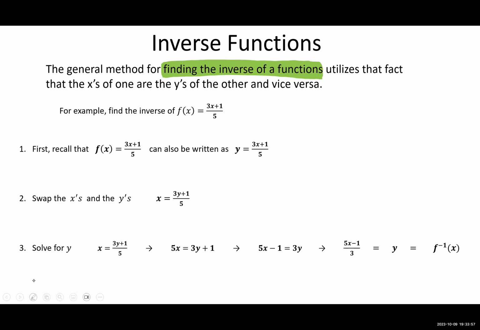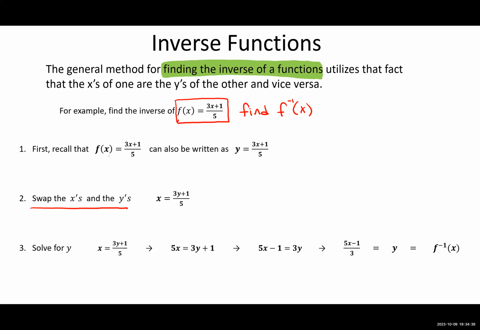For example, this problem. Here's a function, f of x. Find the inverse. Find f inverse of x. Well, the inputs of one are the outputs of the other, and the outputs of one are the inputs of the other. So basically, between a function and its inverse, the x's and the y's switch. So that's going to be our first step. Swap the x's and the y's.